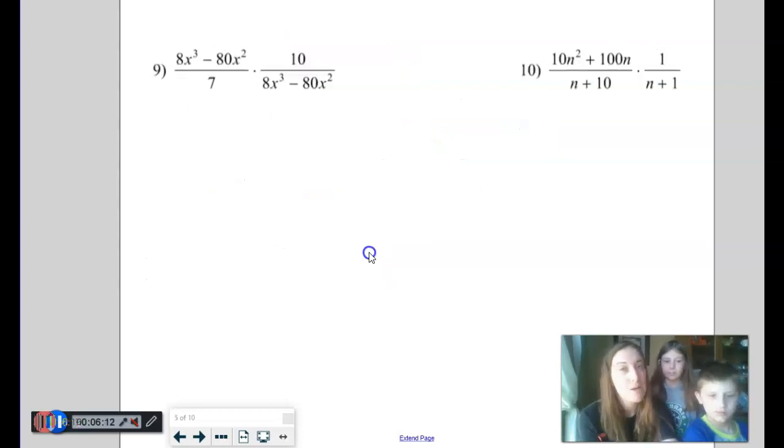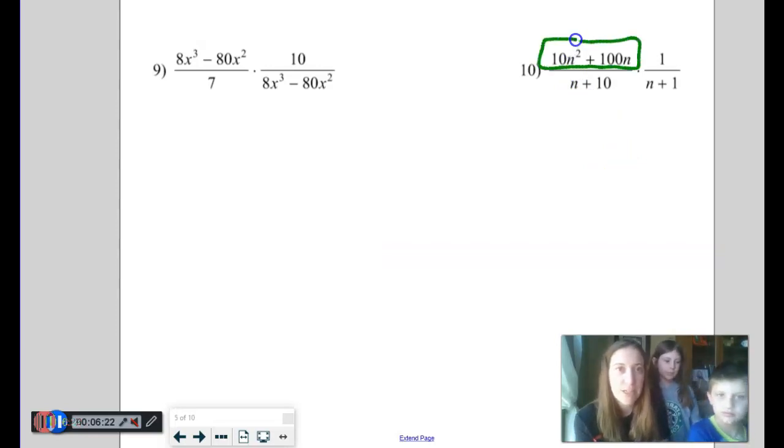All right, so now we've got to put all our thoughts together. These questions are not factored for you. So I'm going to skip around a little bit. I'm going to look at number 10. And one thing I noticed about number 10 is that this numerator right here needs to factor.